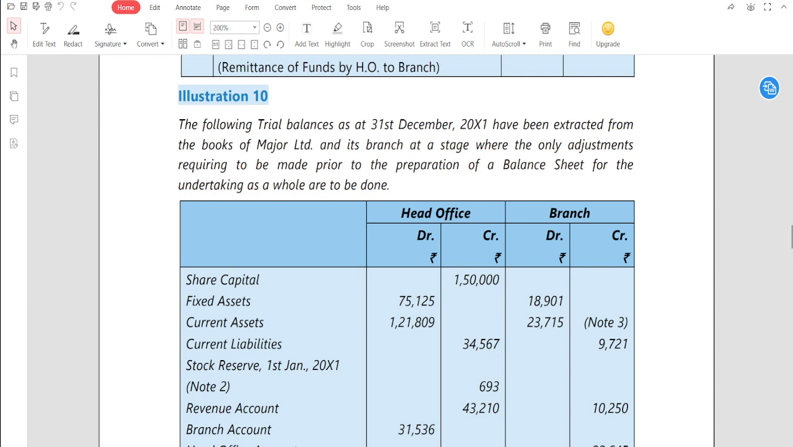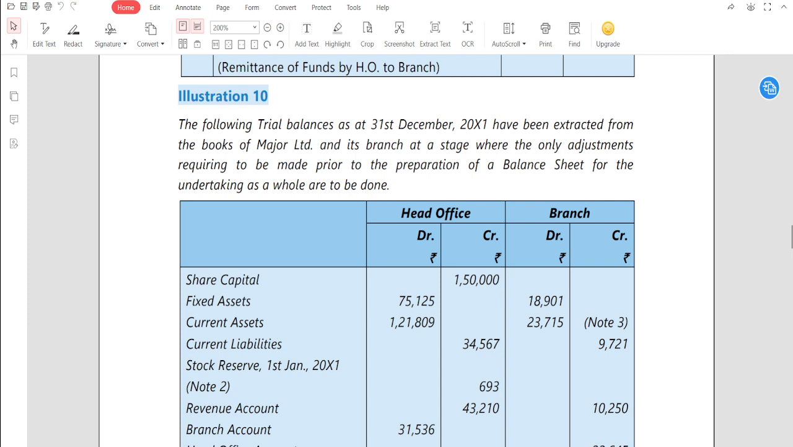Share capital balance is only with the HO. Fixed asset is given for both the books. Current asset is given for both the books. The important note is that in case of current asset, note 3 is very important. We need to focus on note 3 to understand the adjustment regarding the current asset only. Current liabilities we have 34,567 and in branch 9721.